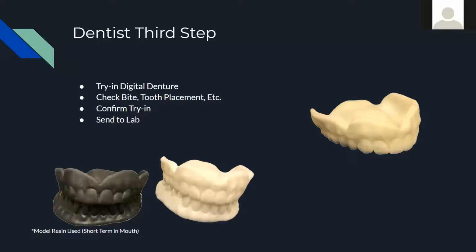If it is confirmed, then the lab would go ahead and fabricate the final denture. The bottom left two dentures, the one on the left is the gray duplicated denture, and the one to the right of it is the white try-in, and this basically just shows how similar you can get it to their pre-existing denture to ensure it's the same similar fit and bite to have the patient happy.